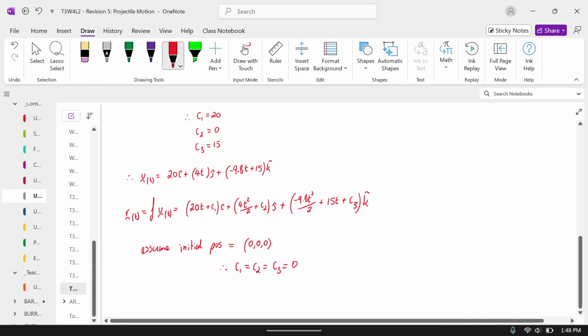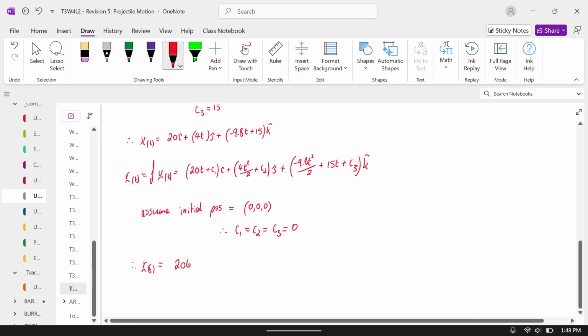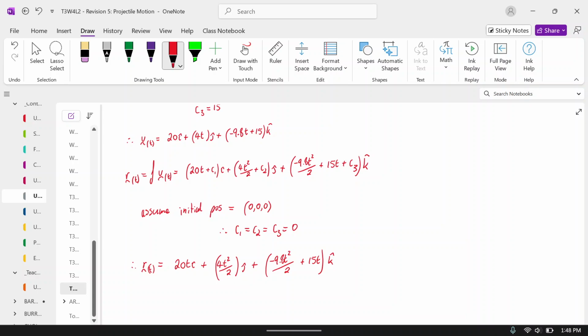So now I've got my displacement expression, which is 20ti plus 2t squared j plus negative 4.9t squared plus 15t k hat. Cool, nice. So these initial steps are literally just to get me to a position to answer question A and B.